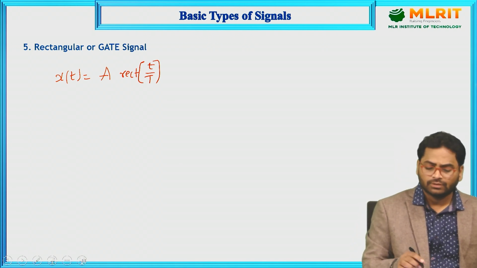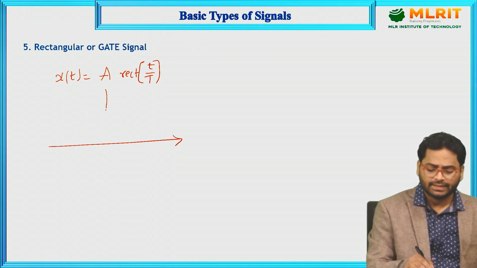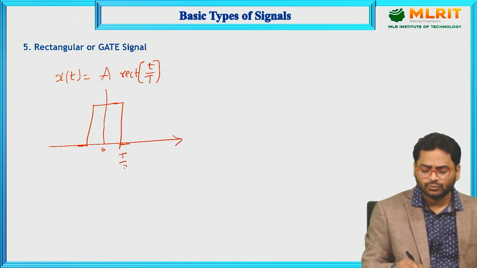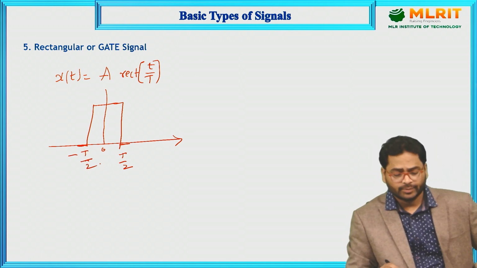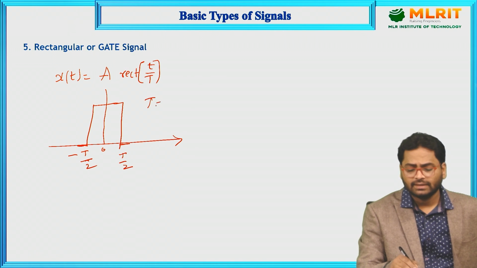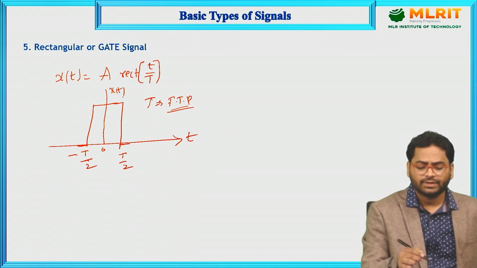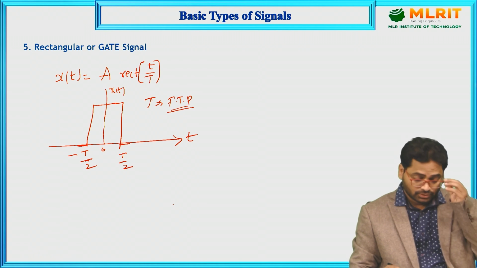So how would it look in a graphical way? Simply, as I mentioned, it is a gate at 0, and it looks like a gate. So this is a gate, and this value is T by 2 and minus T by 2. What is the T here? T is a fundamental time period, and we name it x of t. It's a gate function. Okay. So this is about the gate function.